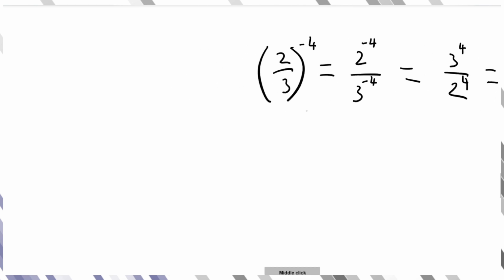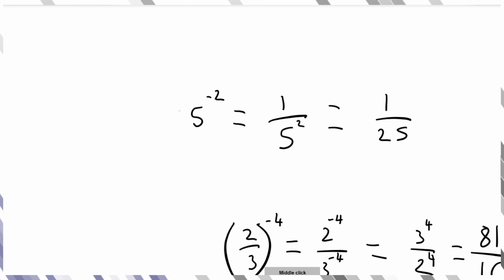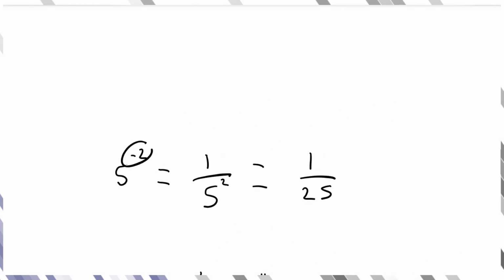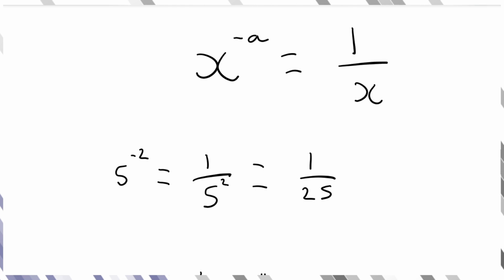If it wasn't a fraction, if it was just a number on its own, and we have a negative power, then you just put 1 over that number, 1 over 5 squared. So 5 to the power of minus 2 is 1 over 5 squared. Any number, x to the power of a minus number, minus a, is just 1 over x, and then you make the a positive. So anytime you see that negative power, think of a fraction. You're turning it into 1 over.